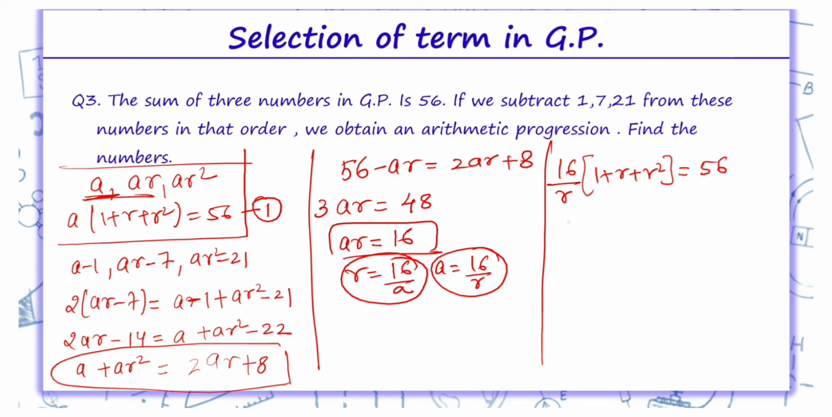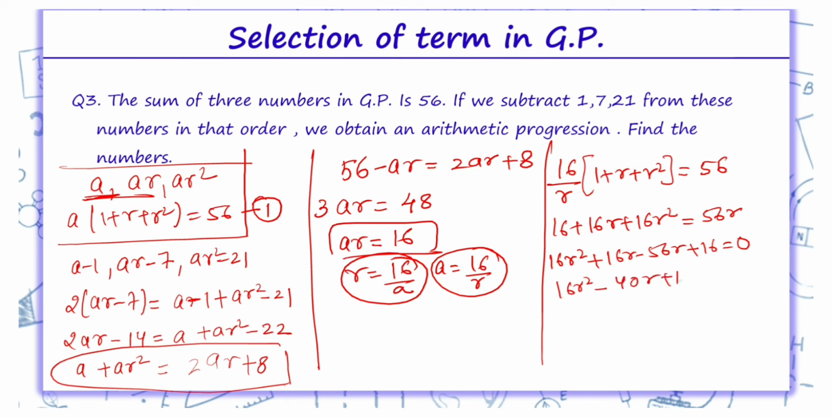Sending R to that side, we will get 16 plus 16R plus 16R square, which equals 56R. So we will get 16R square plus 16R minus 56R plus 16 equals 0. So 16R square minus 40R plus 16 equals 0. When we solve this equation, again we will get the value of R. We will get two values: R as 2, or R as 1 by 2.